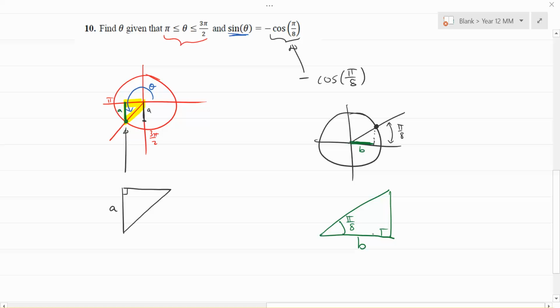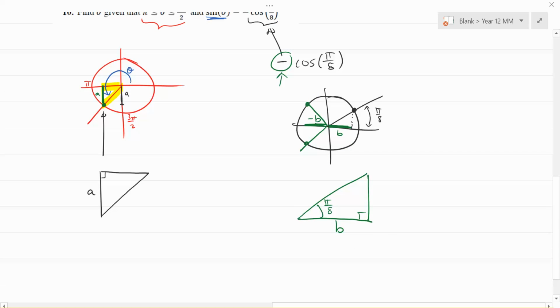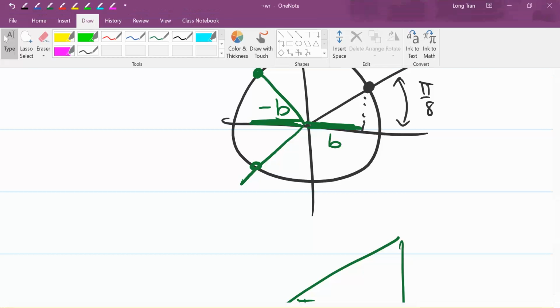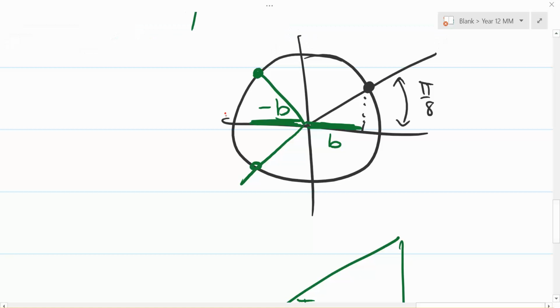Now, what was my goal again? I wanted B to be negative. Notice there's a negative there. Now, where would B be negative? The only region that would be negative is on this side here. And so therefore, you got 2 points. You can either be here or you can be here. That's the only time you're going to have negative B, right? But out of all those regions there, the point that I want was between pi and 3 pi on 2. So I know it can't be the one on the top. It has to be on the bottom.